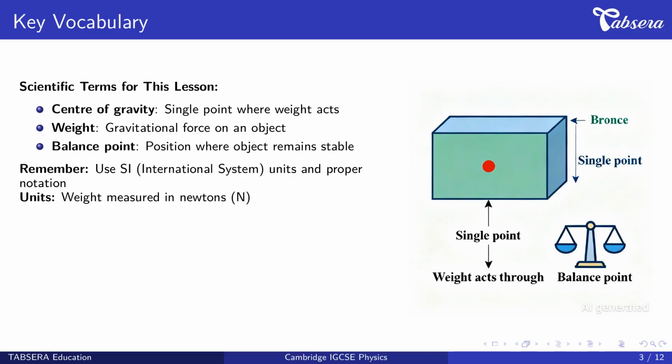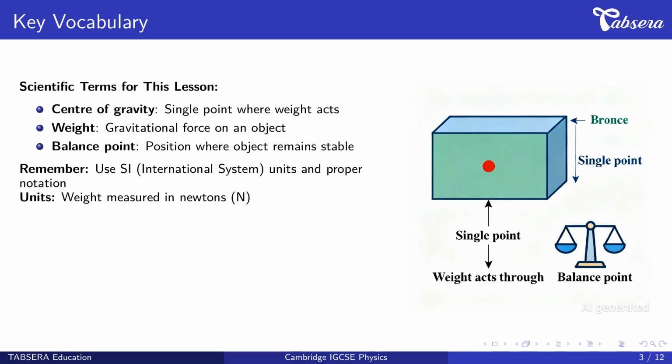Each term is essential for understanding this lesson. First, centre of gravity means the single point where an object's weight appears to act. This is a theoretical point that may be inside or outside the actual object. Second, weight means the gravitational force acting on an object, measured in newtons, symbol N. Weight always acts downward toward Earth's centre.